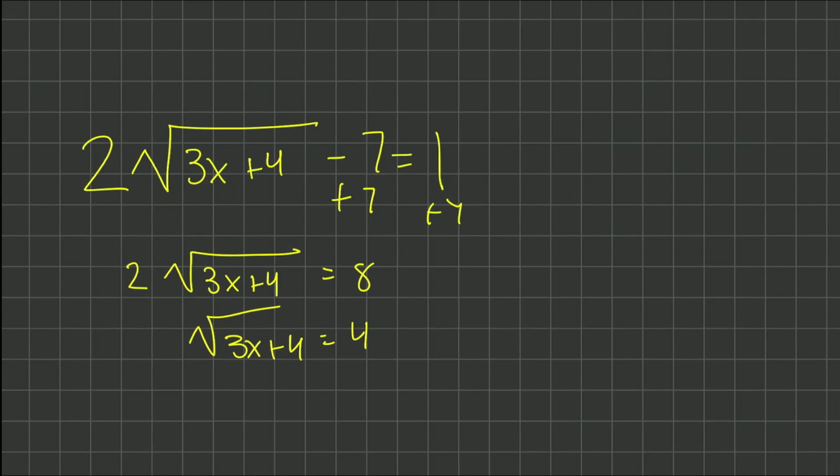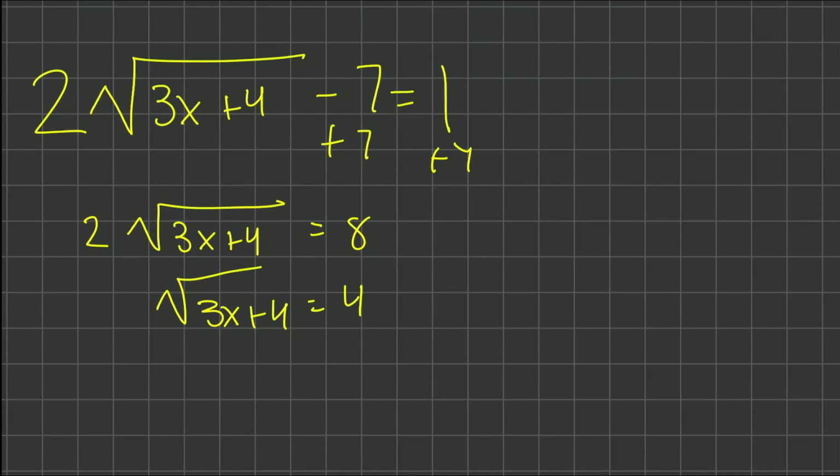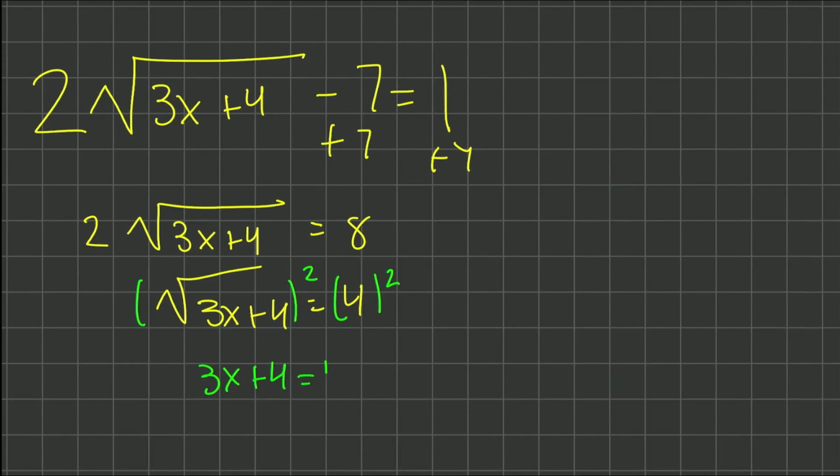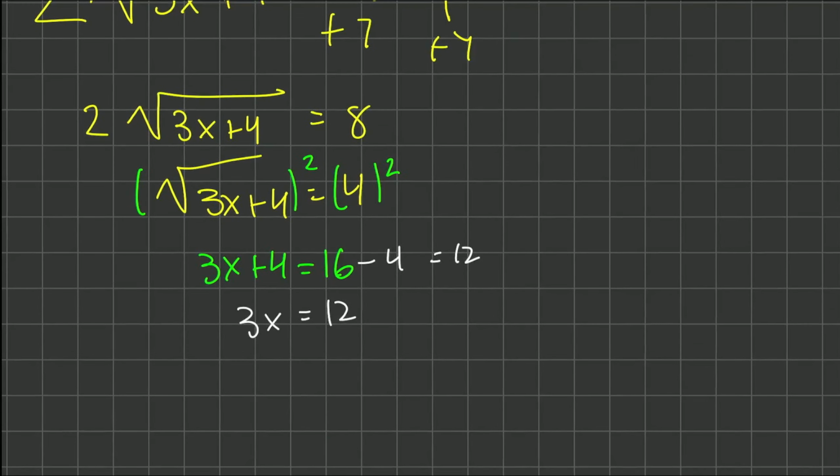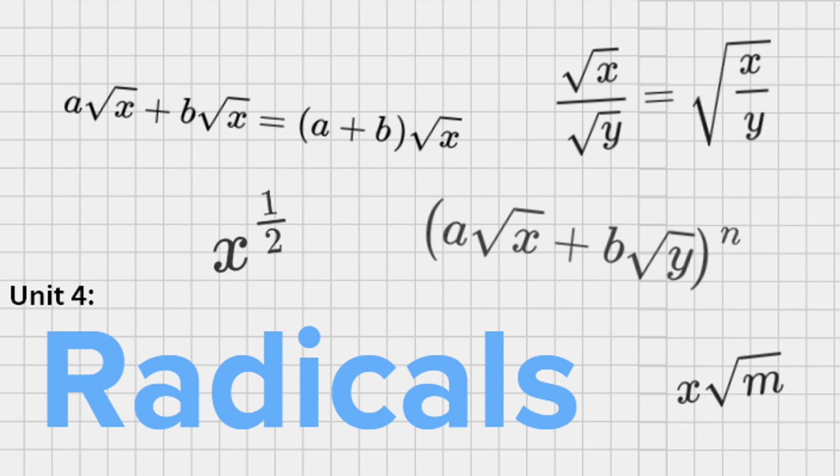Now, in order to get rid of our square root sign, we need to square both sides. So we're going to square both sides. That gives us 3x plus 4 equals 16. From here, we need to subtract 4 from both sides, and we get 3x is equal to 12. So 16 minus 4 equals 12. And we solve for our x. So now we can divide both sides by 3, and we get x is equal to 4.